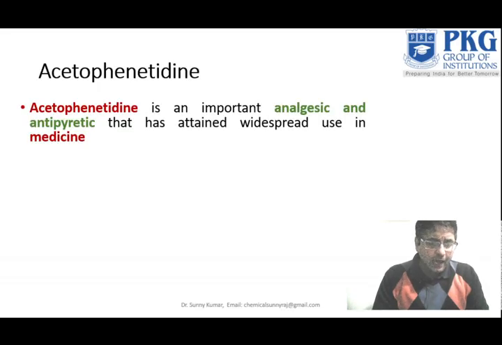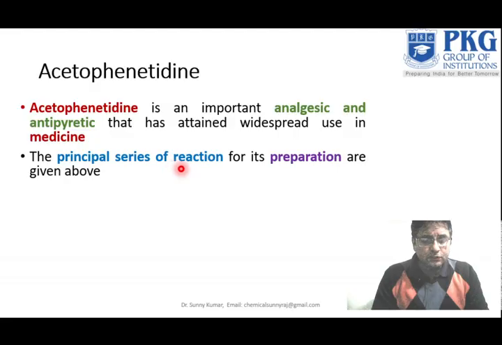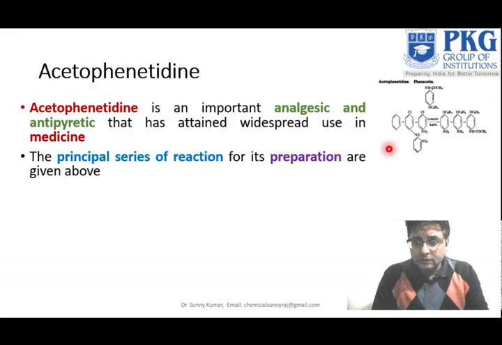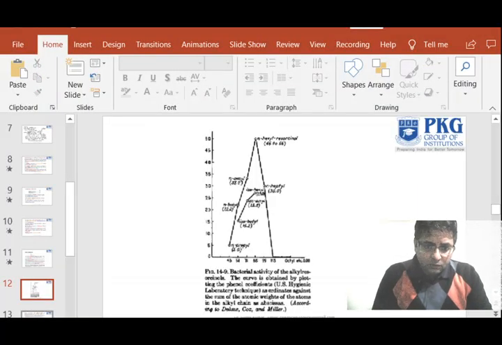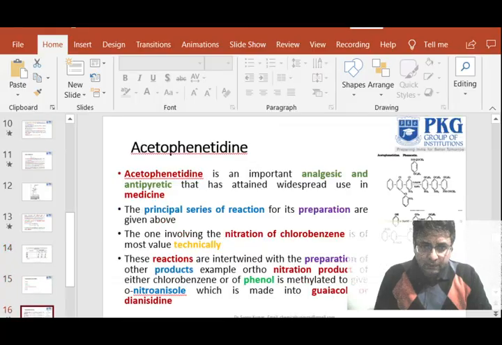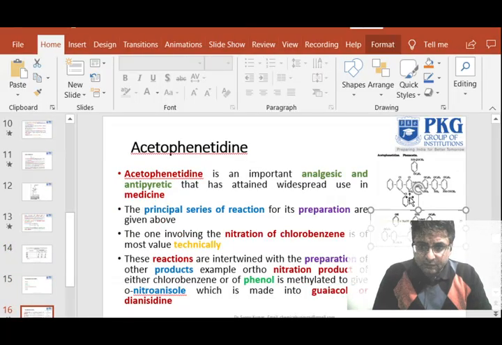acetophenetidine. Acetophenetidine is an important analgesic and antipyretic that has attained widespread use in medicine, and the principal series of reactions for its preparation are given below. So this is the reaction. You can see the reaction properly here if you expand it.